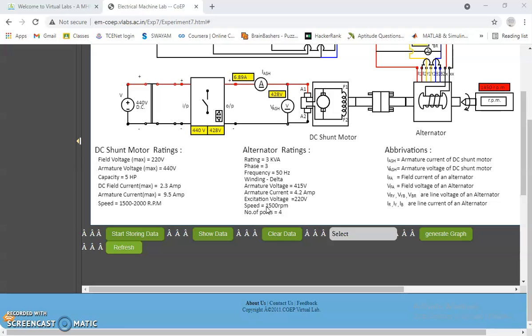As the load keeps on increasing, the speed of the alternator reduces. Here it reduces from 1500 rpm to 1450 rpm. That is, it reduces by 50 rpm.